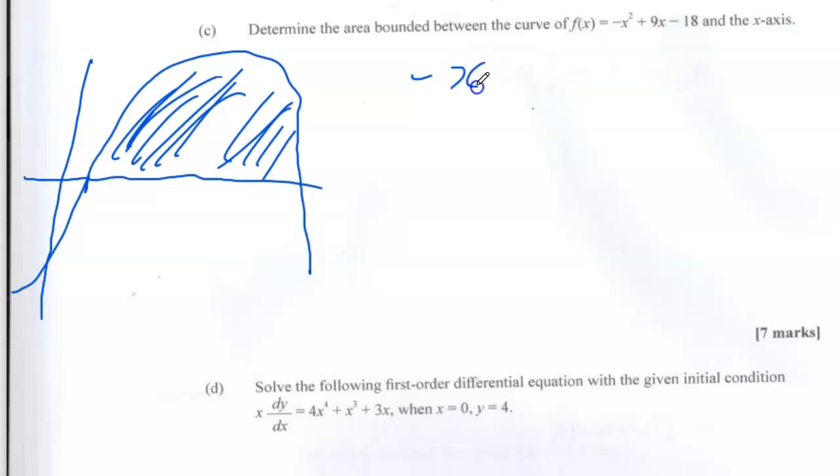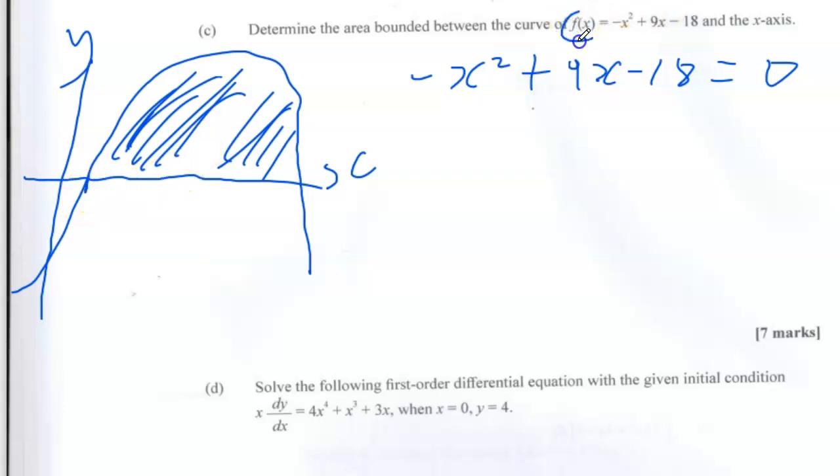So negative x squared plus 9x minus 18, we equate it to 0. Remember, the graph cuts the x-axis when y is 0, so we equate f of x, which is the same as y, to 0. So let's solve this equation. You can solve it several ways, but let me make the x squared positive. So I'm going to multiply both sides of the equation by minus 1.